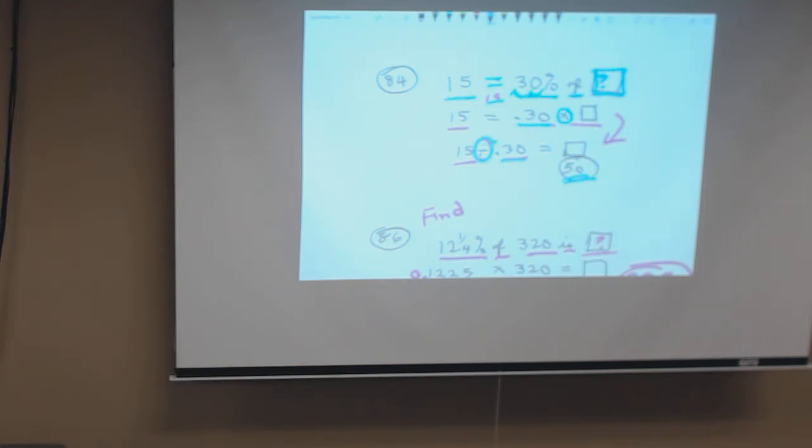So what goes in the empty box? 50. And I'll just tell you right now, my own little heart flutters and says, that doesn't seem right. If I was taking a multiple choice test, I might be tempted to look for another answer that I feel better about. So watch what I do to check this out. 50? I don't think so. Well, check it out. What's 50 times 0.30?